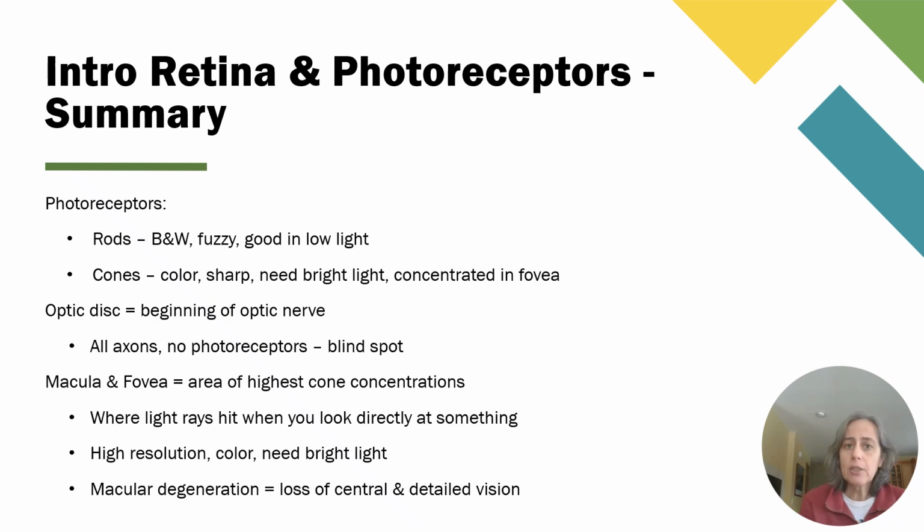So that optic disc, remember, is the beginning of the optic nerve that we can see on the inside of the retina. There's no photoreceptors there, so we do have a blind spot, but it's in different places in our visual field for each eye, so we don't notice it. And then, of course, the macula and fovea, those areas of the highest concentrations of photoreceptors, particularly the cones, and that condition of macular degeneration, which can be very disabling because you are losing the majority of your vision and that central and detailed vision.